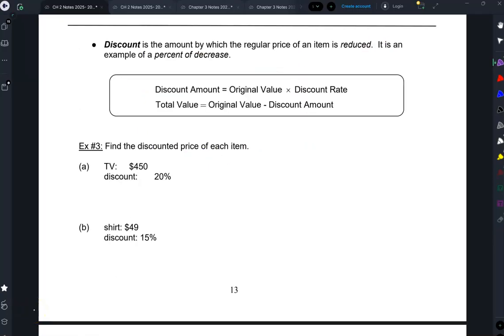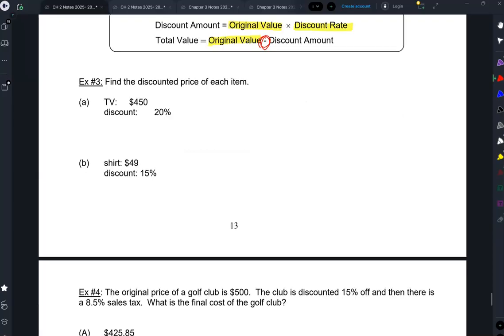So a discount is the amount by which the regular price of an item is reduced. So for example, suppose I have a t-shirt that is, whatever, $24. There's a 15% discount on it. How much is it worth now? Okay? All right. So the way in which we find the discount is it starts with the same original times the rate, then the original minus this time that amount. Okay? So let's do this one.